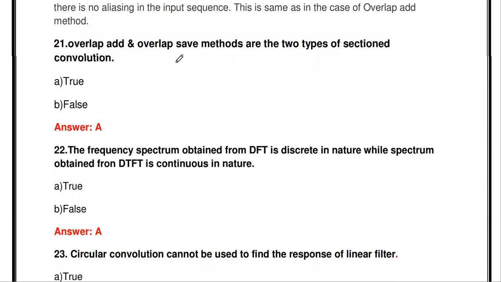The overlap add and overlap save methods are two types of sectioned convolution. This is true or false? True. Okay. Under sectioned convolution, there are only two methods, overlap add and overlap save.